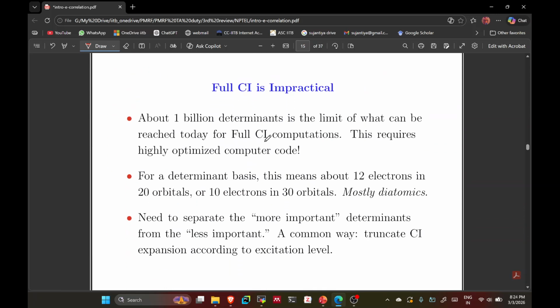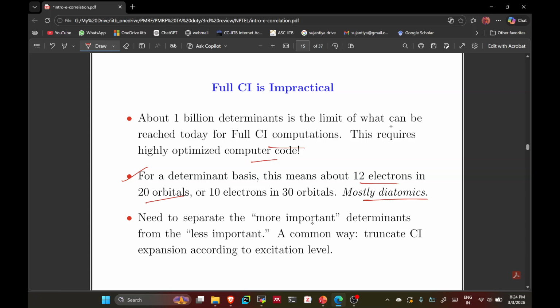So full CI is impractical. About 1 billion determinants is the limit of what can be reached today for a full CI computation. This requires a highly optimized computer code. For a determinant basis, this means about 12 electrons in 20 orbitals or 10 electrons in 30 orbitals, which we have already discussed is mostly diatomics, right?